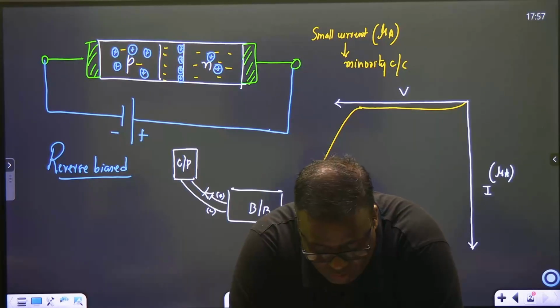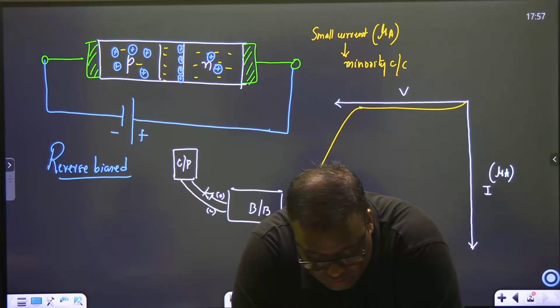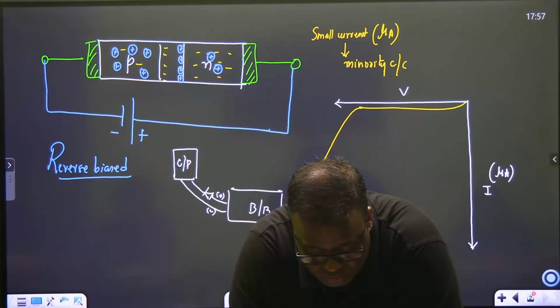Reverse bias can, however, cause minority current to flow in the reverse direction. This is what we saw. Minority charge carriers are pushed towards the junction, they recombine and allow an electron to enter. So it's the same thing that keeps on happening.